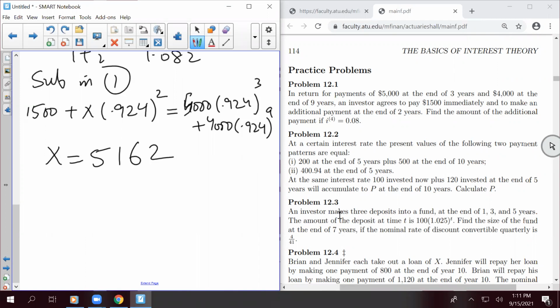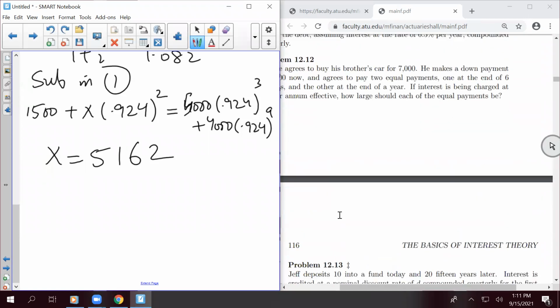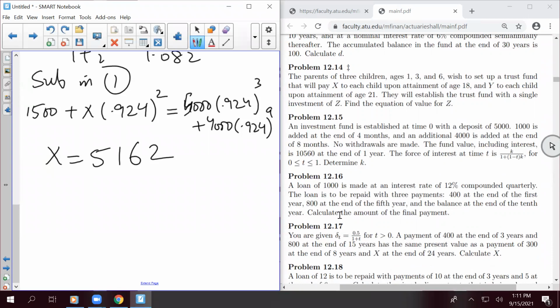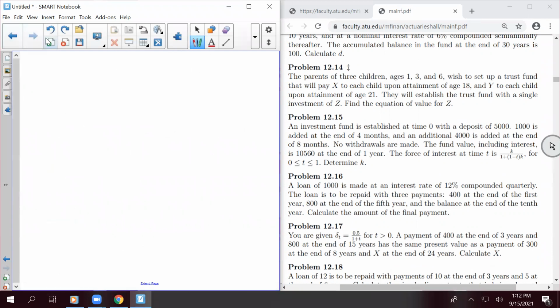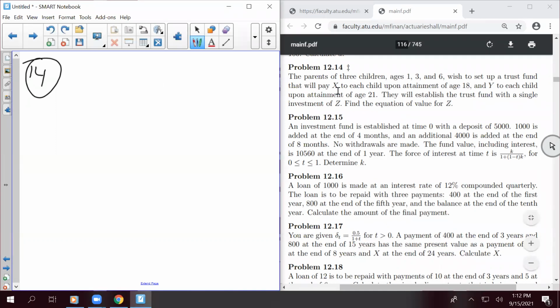Let's look at number 14. Parents of three children, ages 1, 3, and 6, wish to set up a trust fund that will pay X to each child upon attainment of age 18 and Y to each child upon age 21. They will establish the trust fund with a single investment of Z. So basically they want to invest Z now so that each child gets X when they reach 18 and each child gets Y when they reach age 21.